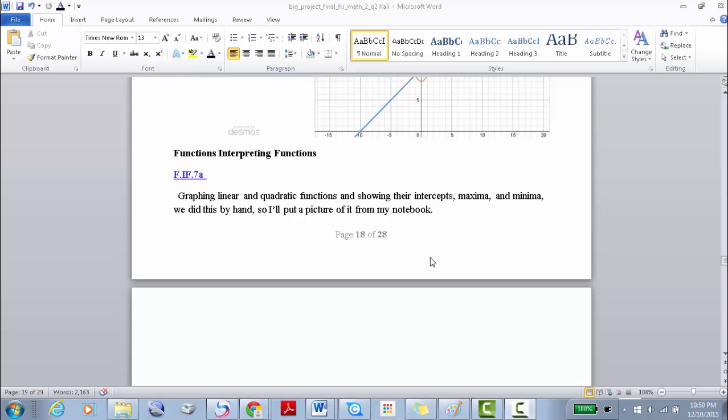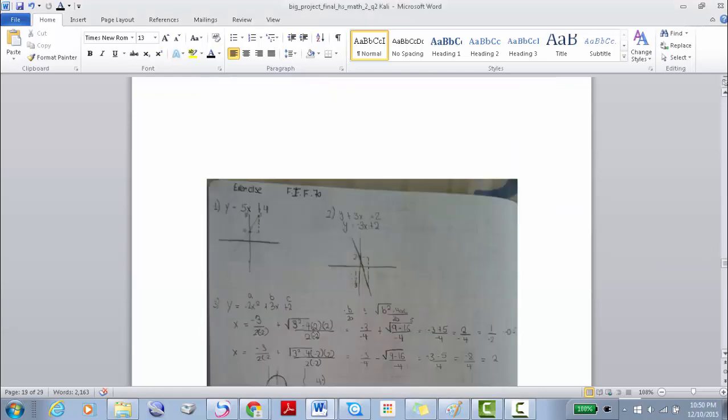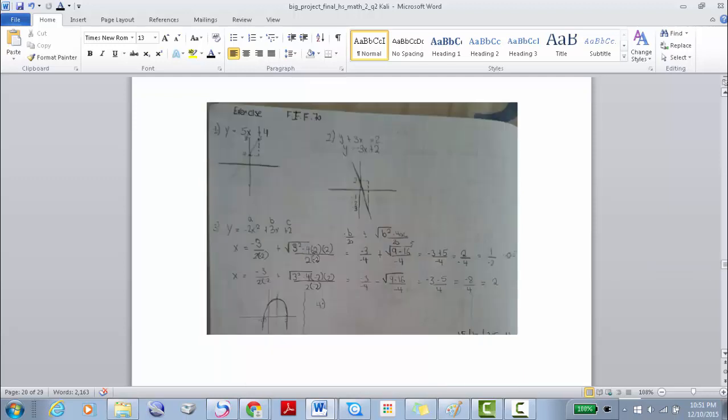FIF7A is about graphing linear and quadratic functions and showing their intercepts, maxima and minima. We did this by hand, like we did it in class. So I just put some pictures from my notebook, and these are them. It's basically like graphing it on Desmos, but you do it by hand, and we use kind of the same process. So this is for the linear, and this one is for the parabola, which is the quadratic equation.